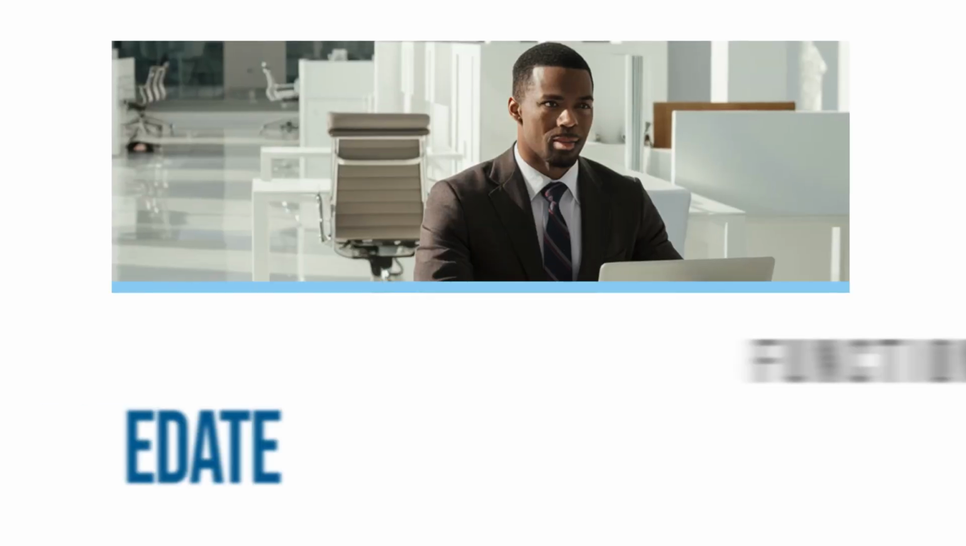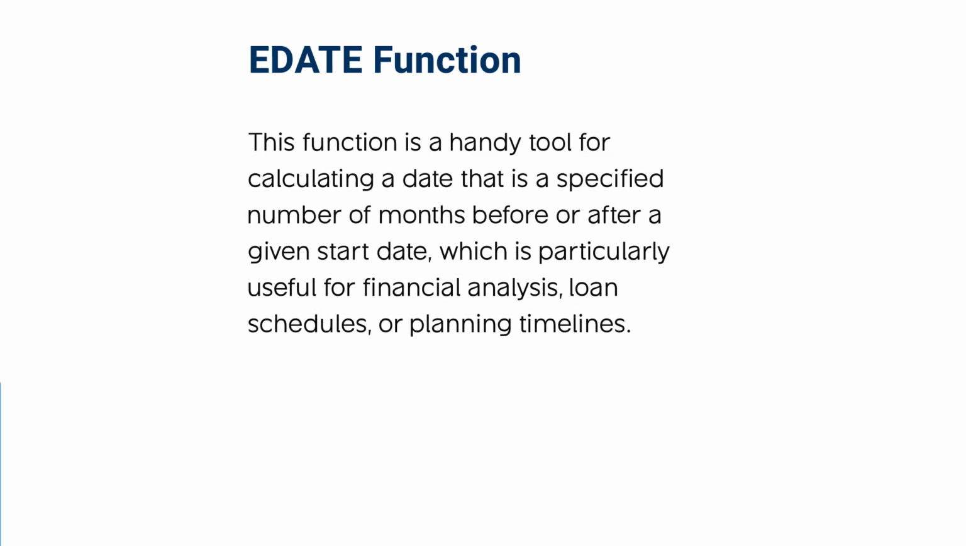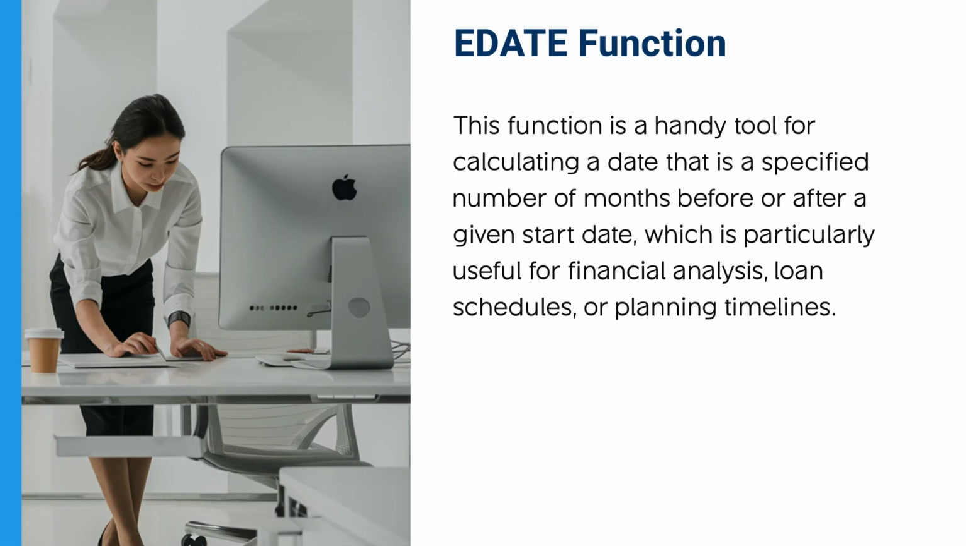In today's tutorial, we're going to explore the EDATE function in Excel. This function is a handy tool for calculating a date that is a specified number of months before or after a given start date, which is particularly useful for financial analysis, loan schedules, or planning timelines.